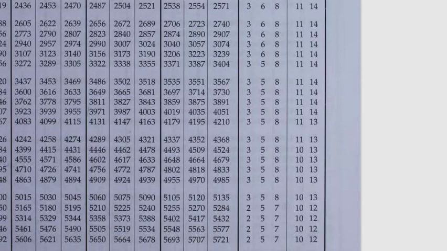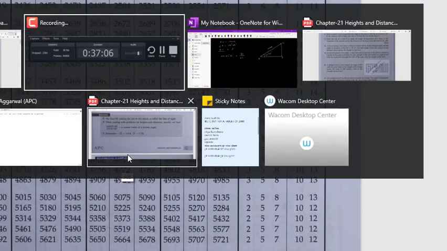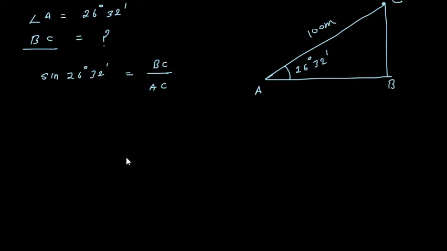You know how I am calculating. This is 26 degree, this is 4462, this is 30 minute, 26 degree 30 minute, and I want 32 minute. So I will see here the difference is 5. That 5 I will add here. 4462 plus 5 is 4467, and it is 0 point, because here all the values start with a decimal point. So 4467 will be your answer.